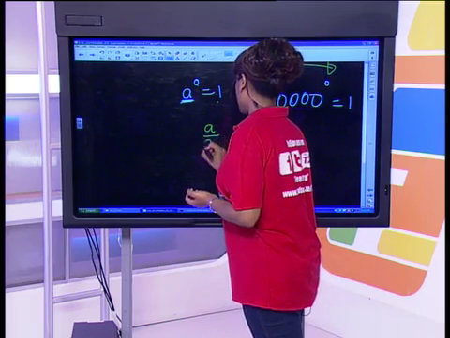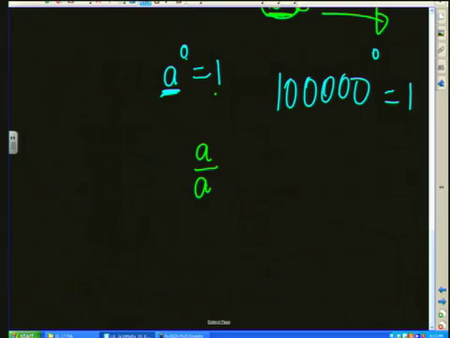Let's look at this. If I had a divided by a, right? Now, my rules for dividing exponents say when you're dividing with the same base, you keep the base, so we keep the a, and we subtract the powers. So I get a to the power 1 minus 1. 1 minus 1 is naught. All right, so I get a to the naught on that side. But on this side, we know just from simple algebra, a divided by a is 1. Therefore, a to the power of naught is 1.